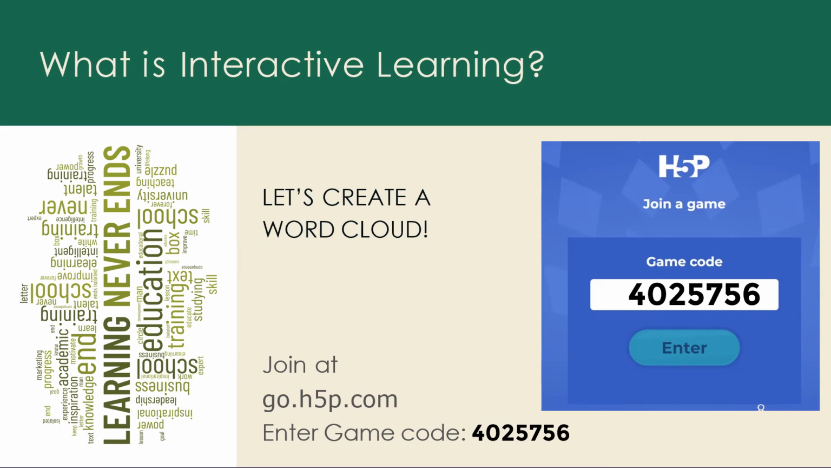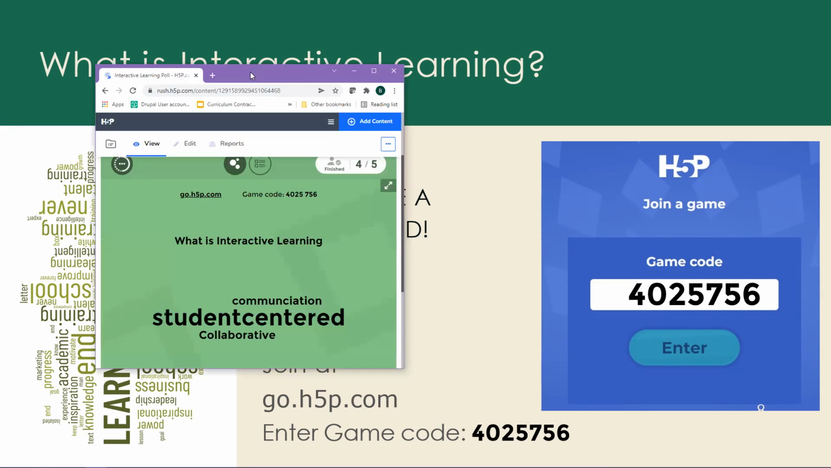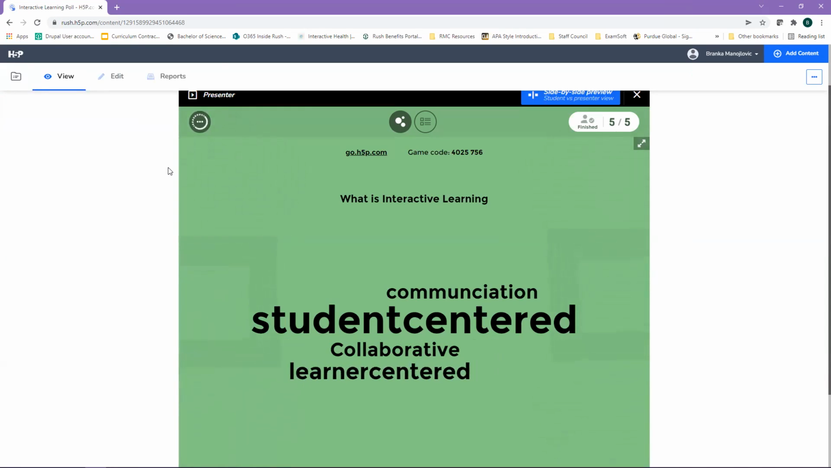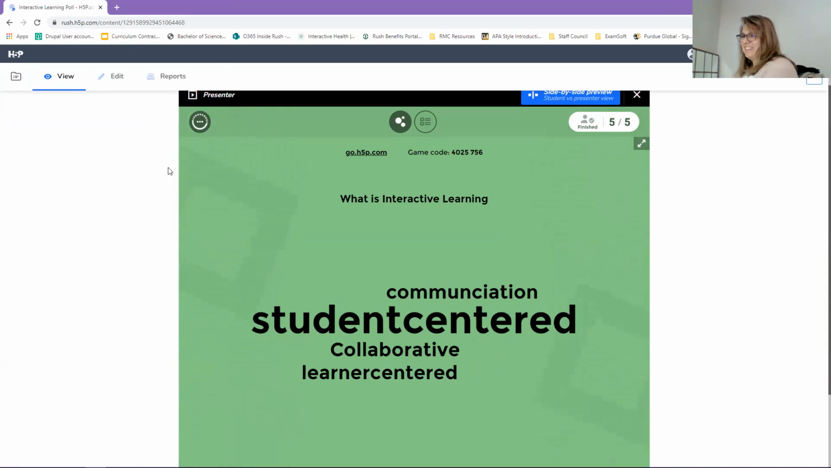And the little bouncy thing, the little chat thingy. Right. Okay. You can leave this word cloud open to students to type in as many words as they want also. I think we left our setting in for one word. But here, we have 4 out of 5 participants. That sounds about right. Oh, there we go. So we have communication, student-centered, collaborative, and learner-centered.